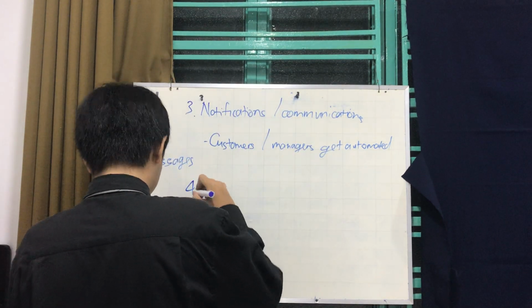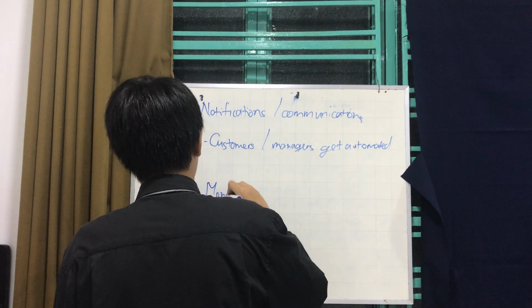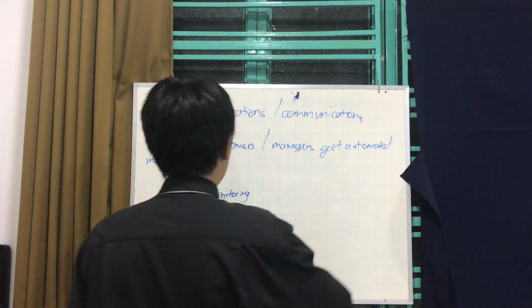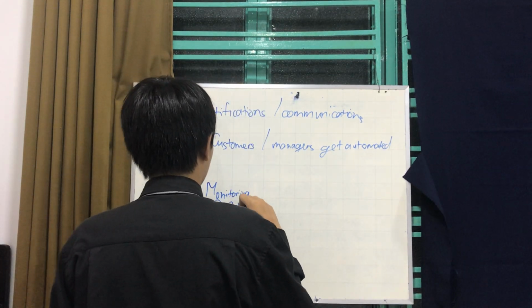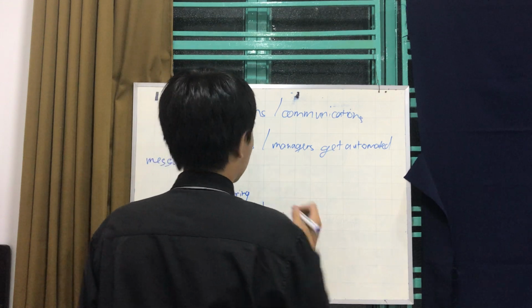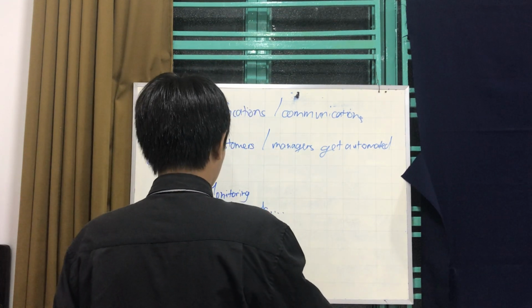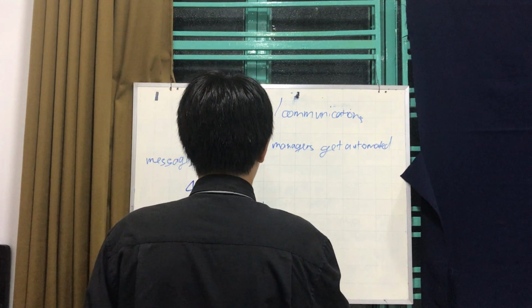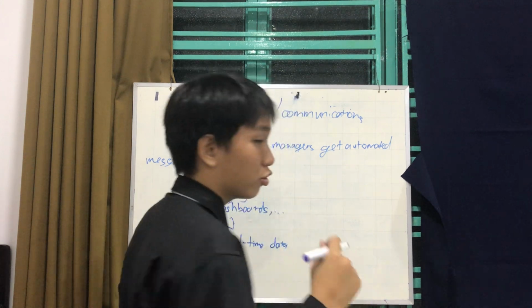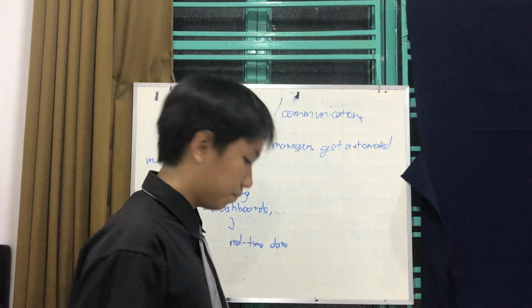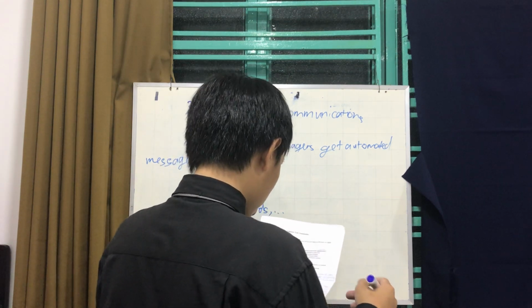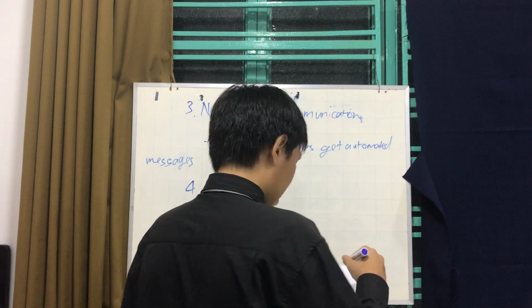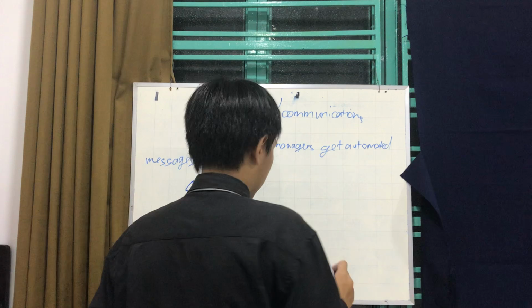So 4, monitoring. So monitoring is dashboards, things like that. It will show the real life data, real time data. So it will tell the user where the package currently is. So how can we do this? It sends the user where the package currently is, and things like that. Real-time data, very important.